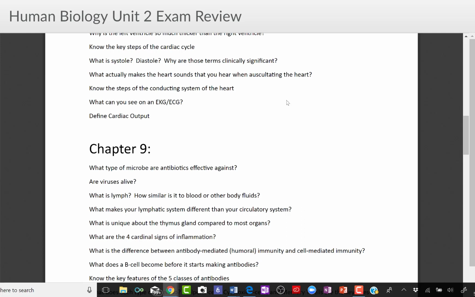The AV node is between the two atria on top and the ventricles on the bottom. So basically, you send an electrical current through both atria at the same time. Now at the AV node, there's a 100 millisecond delay. And what that does is gives the two atria time to contract before the ventricles do. Because the atria, their job is to fill the ventricles. So that 100 millisecond delay is very important.